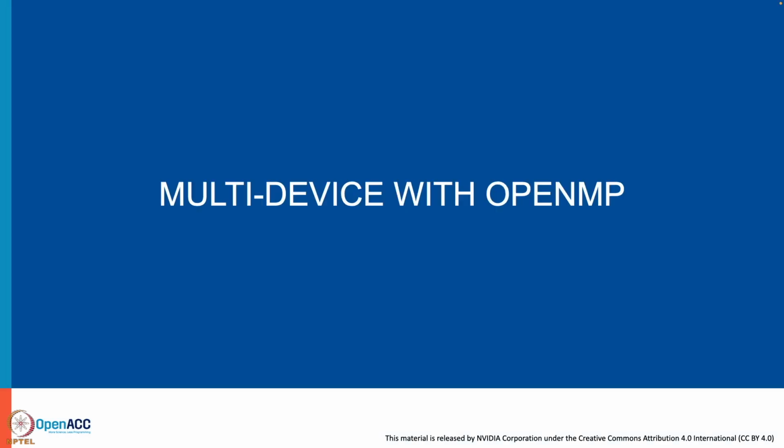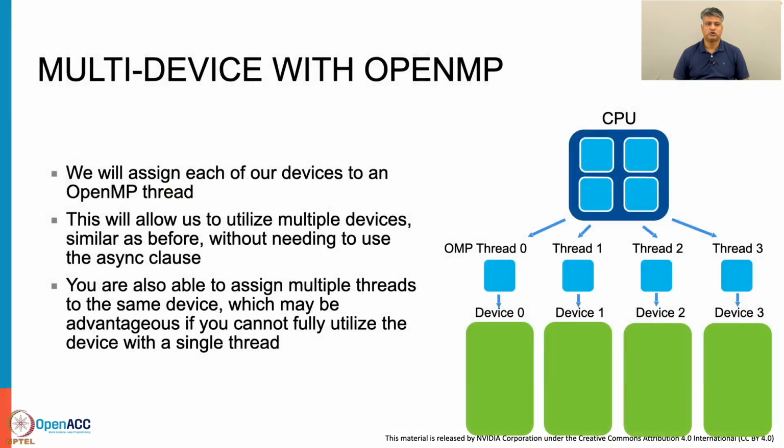How do we do multi-device with OpenMP now? In OpenMP, we will assign each of our devices to an OpenMP thread. For example, if there are multi-core CPUs and you launch 4 OpenMP threads, each OpenMP thread now becomes a particular device. This will allow us to utilize multiple devices similar to before without needing to use the async clause. You're also able to assign multiple threads to the same device, but it might not be advantageous because you cannot fully utilize the device with a single thread.